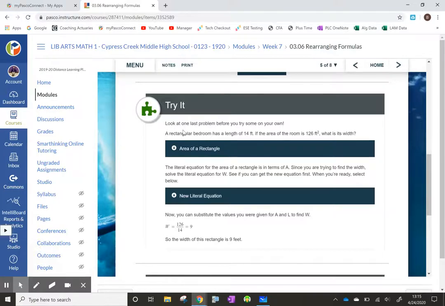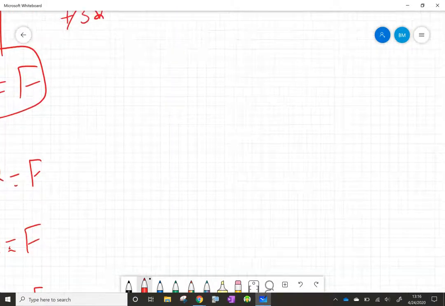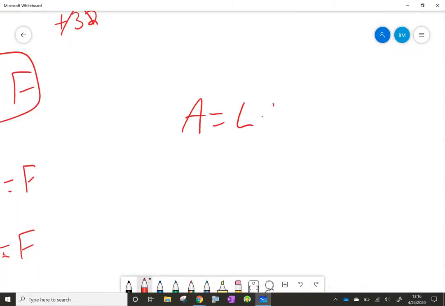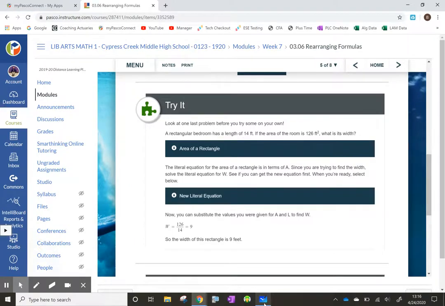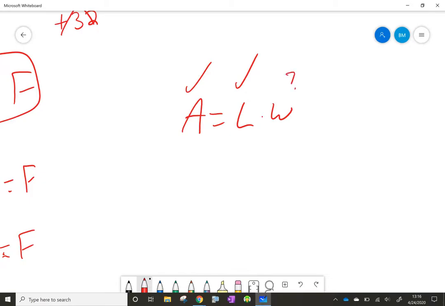So let's try this example, right? A rectangular bedroom has a length of 14 feet and an area of 126 feet squared. What's the width? So we're looking at the area formula. Now we know the area formula, area is equal to length times width. So I know the area, and I know the length is 14. So it's asking what's the width.